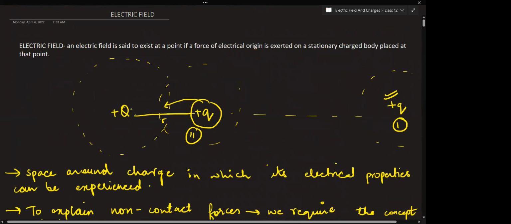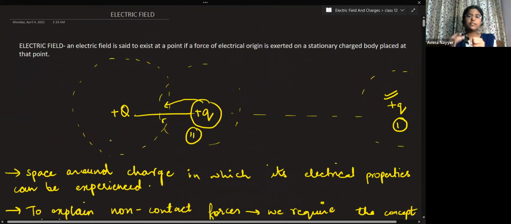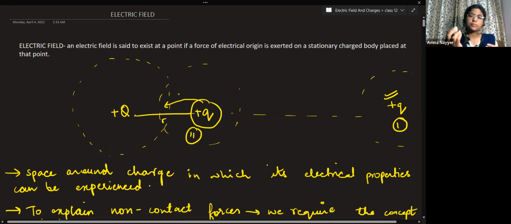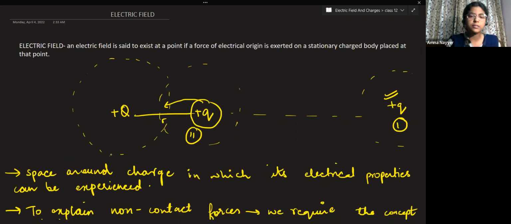If you have this plus Q charge, it will have a certain electrical environment around itself, where electrical properties can be felt. Now see, if I bring a small q charge in the vicinity of this capital Q, what will happen? If both the charges are positive, then both of them will repel each other.